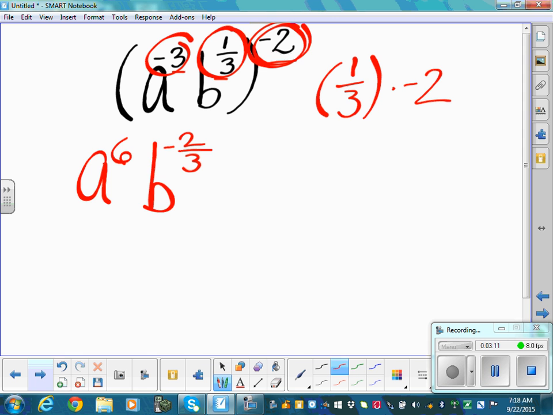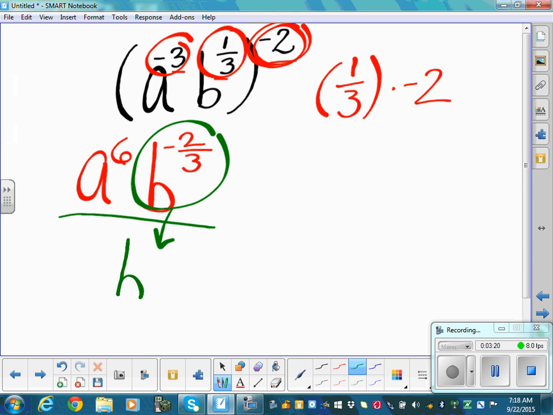Okay, so then from here, we're not finished. We have to flip anything with a negative exponent. Is a to the 6 connected to this? It would be a to the 6 over b to the negative 2/3. To the negative 2/3? Whatever. Make sure you don't write negative by accident. Good. a to the 6 over b to the positive 2/3. Good.